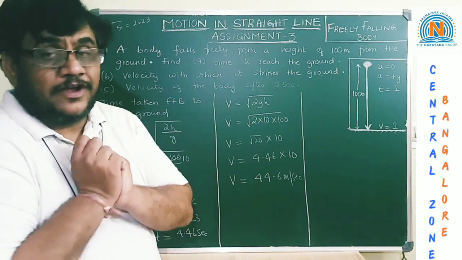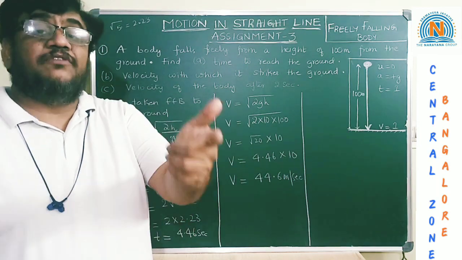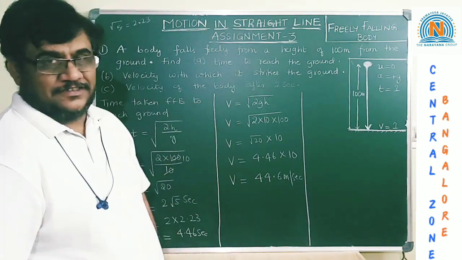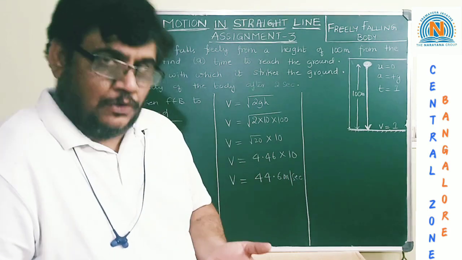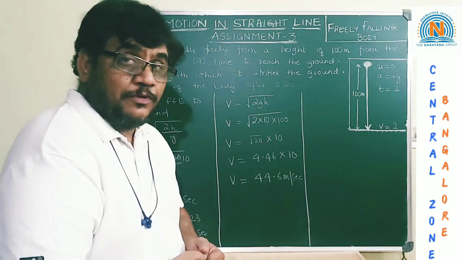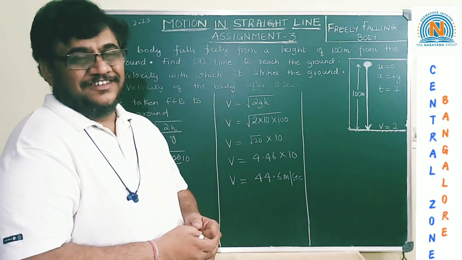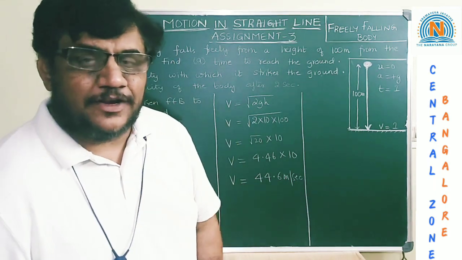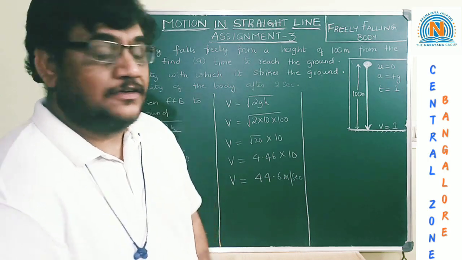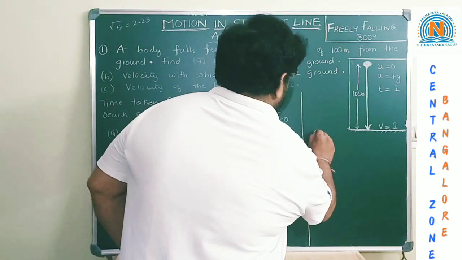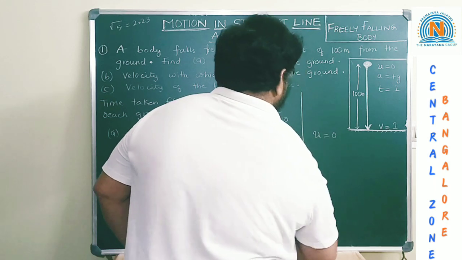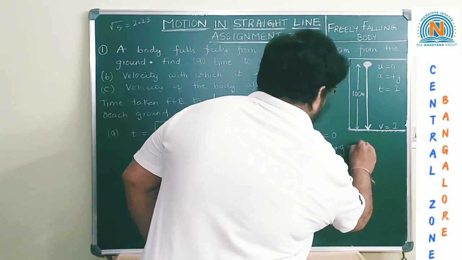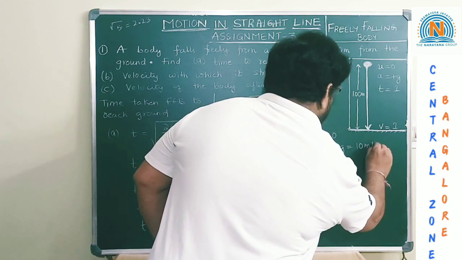Now if I ask you a question like this, what is its velocity after 2 seconds? Would it be 0? No. Would it be 4.46? No. Then how much? You can find by using the first equation of motion. Initial velocity of the object is 0. A is equal to plus g, which is equal to 10 meter per second square.